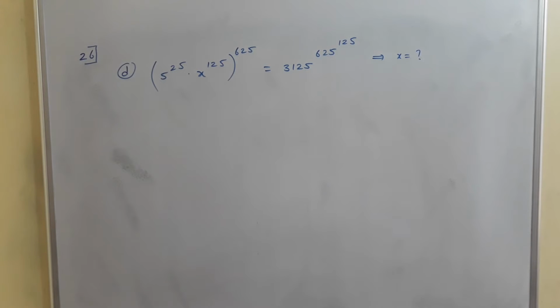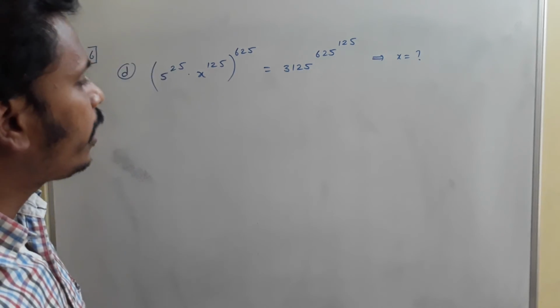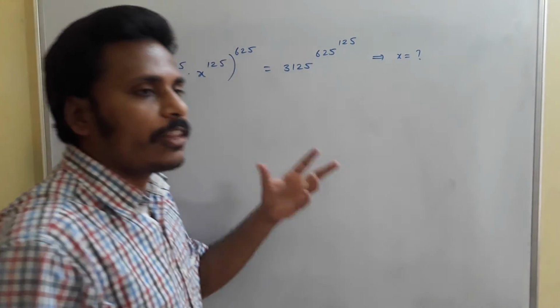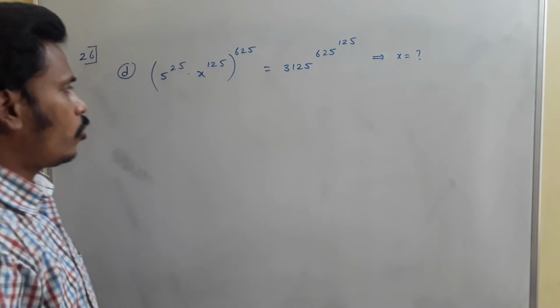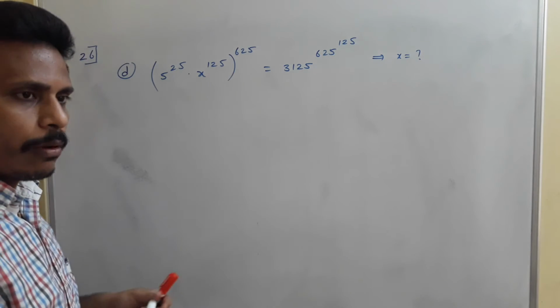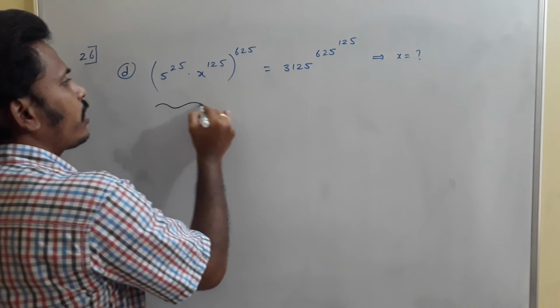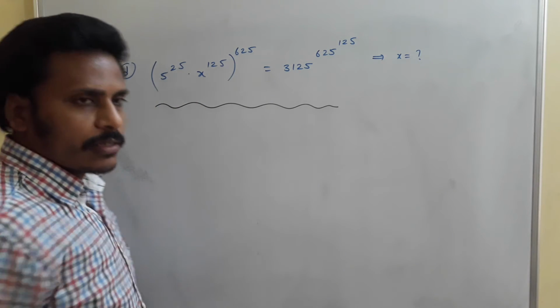Look at the board. Another problem based on this discussion of base and power, but this problem is a bit different when compared with the previous three problems A, B, C. Okay, right. So I will start my discussion by considering both sides of the problem. This is the left side and this is the right side. We need to get the value of x.